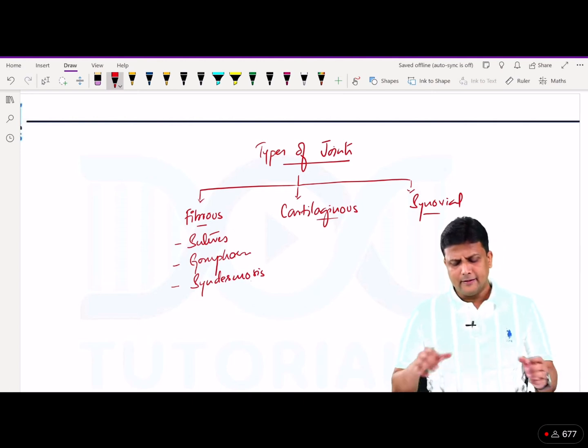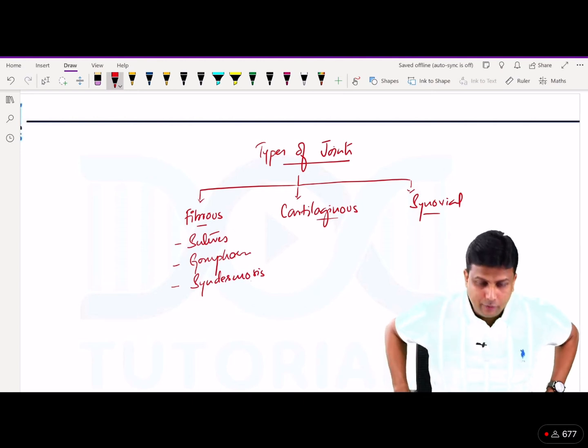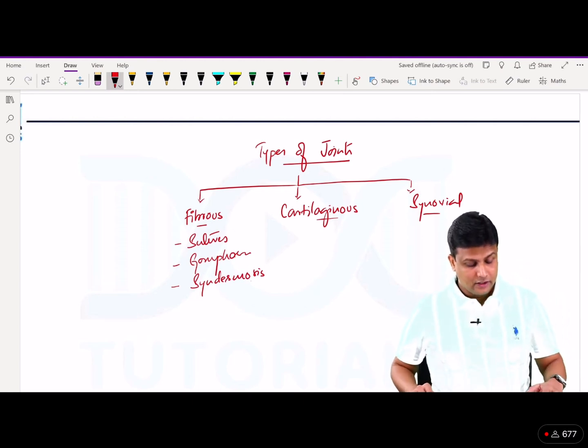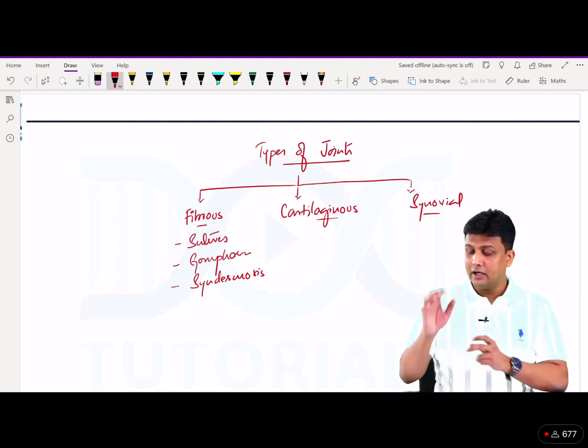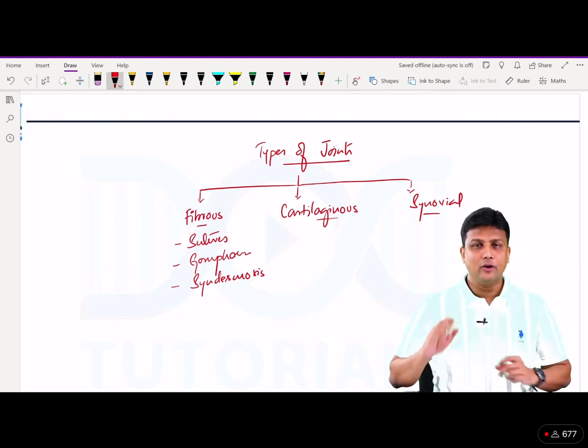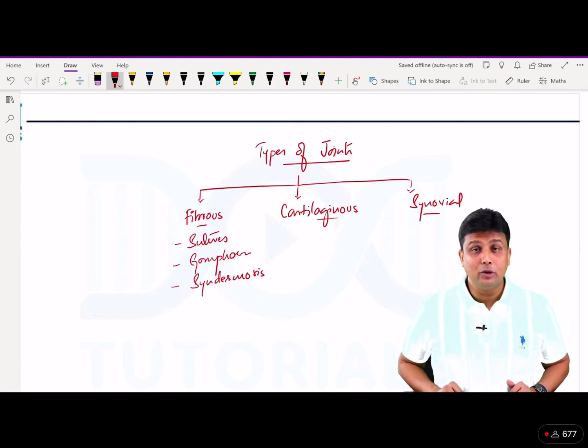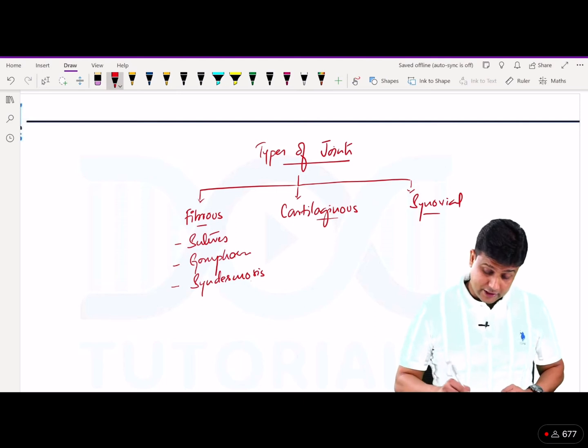Syndesmosis is a joint between two bones with the help of an interosseous membrane joining the two bones. That is nothing but syndesmosis. And you have to remember examples of that one: the middle radio-ulnar joint here, and then the inferior tibiofibular joint, between the tibia and fibula. So these two examples you have to remember for syndesmosis, guys.